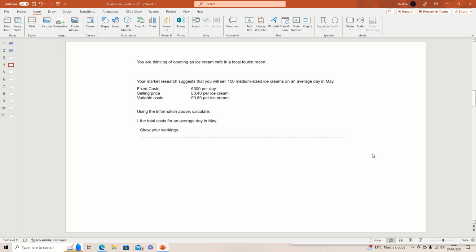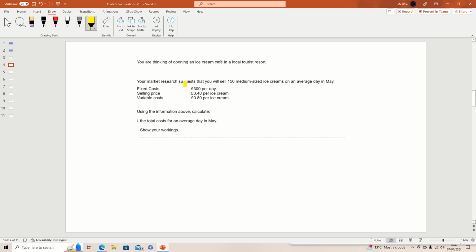This question is a good example of where they put information in that could potentially throw you off on the question, or at least make you spend longer than necessary actually trying to work it out. So this says you're thinking of opening an ice cream cafe in a local tourist resort. Your market research suggests that you will sell 150 medium-sized ice creams on an average day. Fixed costs are £300 a day, selling price £3.40 and variable costs 0.80. So at some point you'll probably need to do some sort of revenue calculation, and that's why it's got the selling price in there. But for this particular question, we just need to focus on the relevant information.